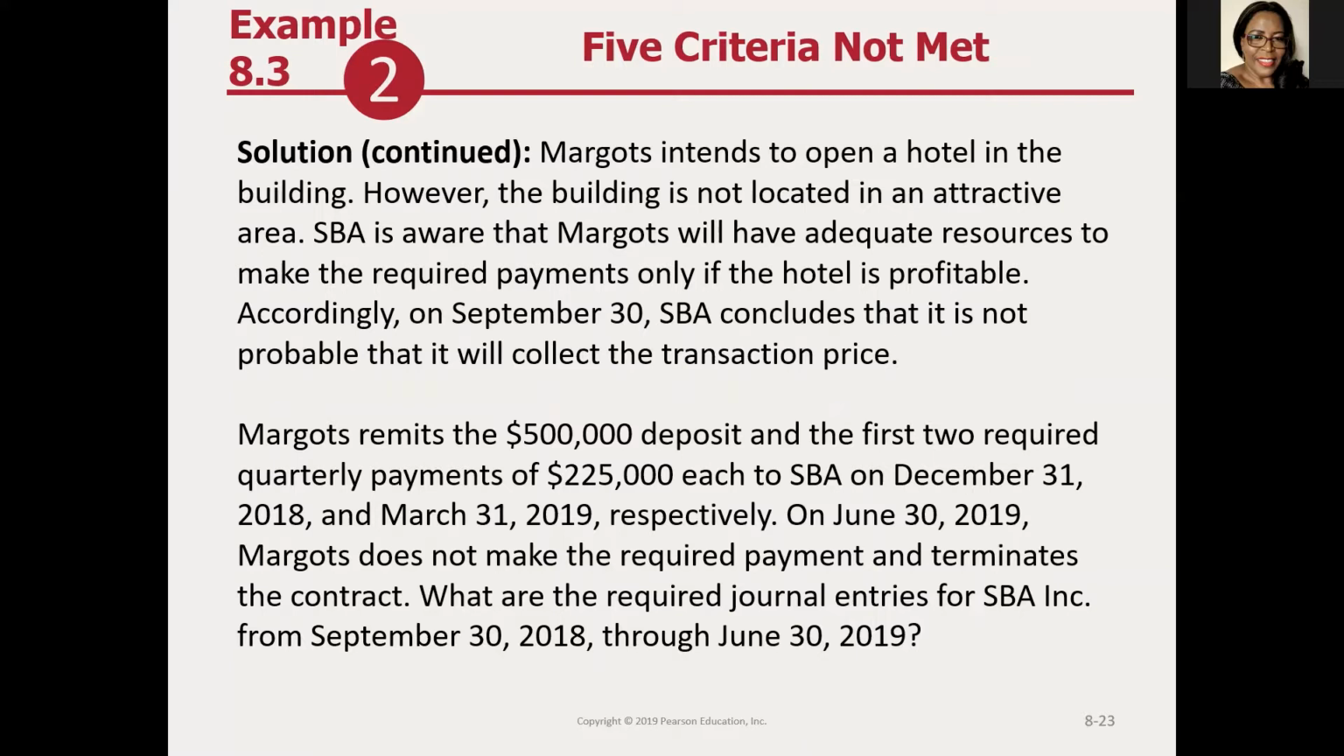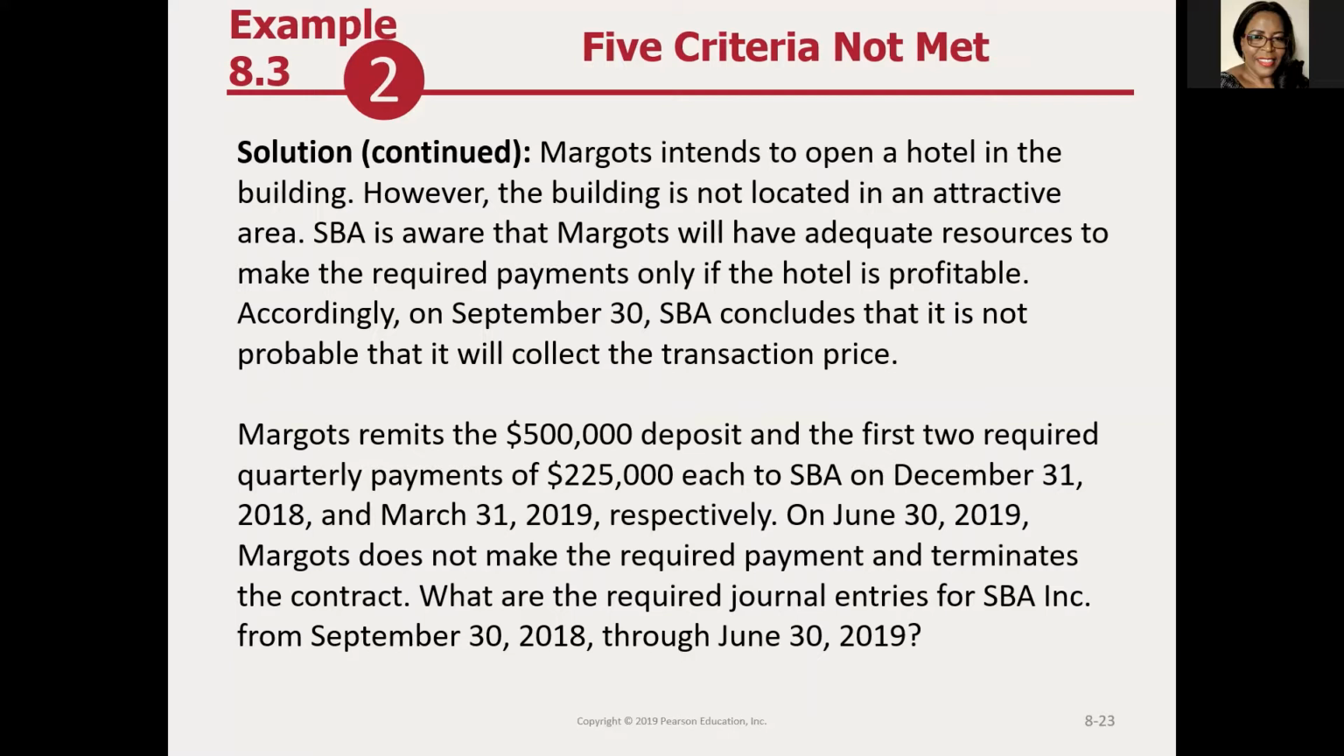Margaret remits the $500,000 deposit and the first 2 required quarterly payments of $225,000 each to SBA on December 31st. And then on March 31st, the next year, Margaret will pay the $225,000.